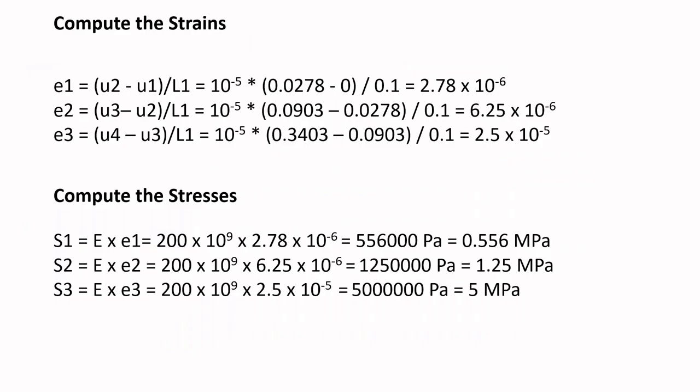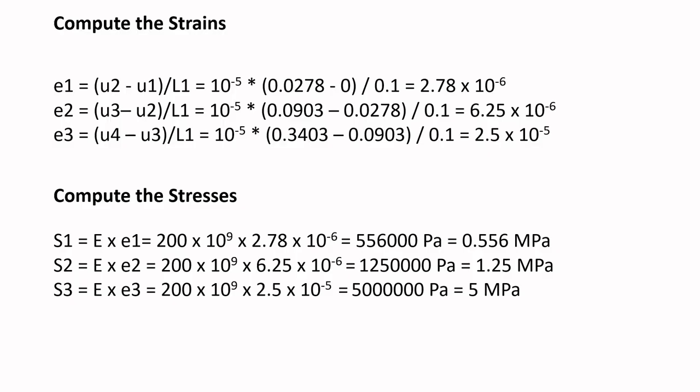The formula for computing the strain e1 is nothing but u2 minus u1 by L1, that is change in the length of the element divided by the original length. So that is going to give you 10 power minus 5 into 0.0278 minus 0 divided by 0.1, that is going to give you 2.78 into 10 power minus 6. Similarly, you can compute the strain in the second element, that is e2. e2 is given by u3 minus u2 by L1, and so the value is 6.25 into 10 power minus 6.